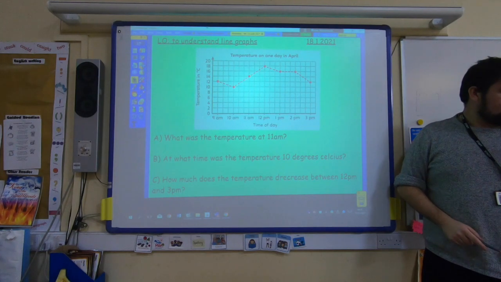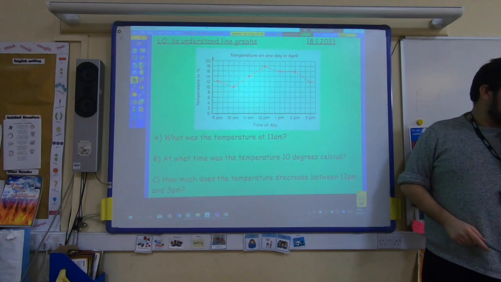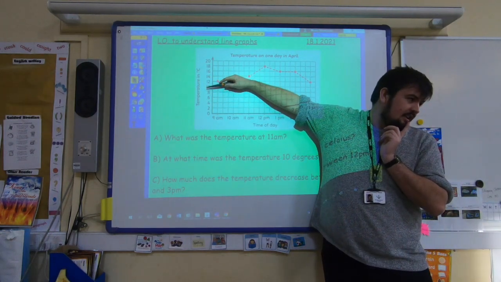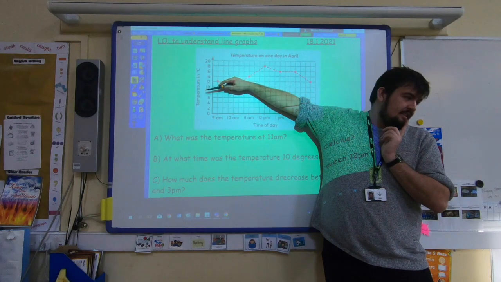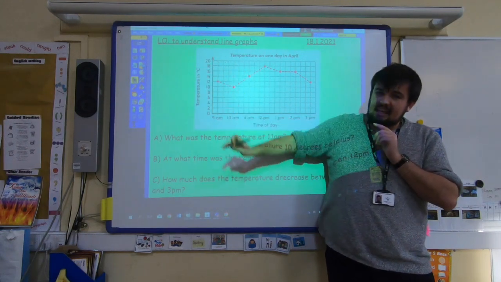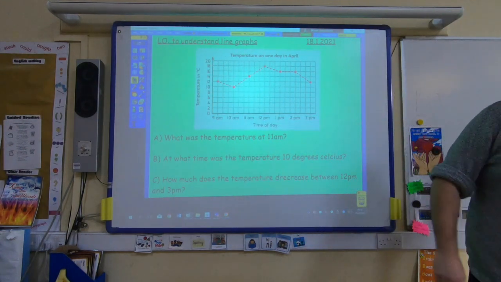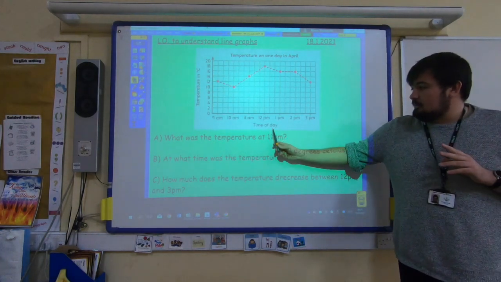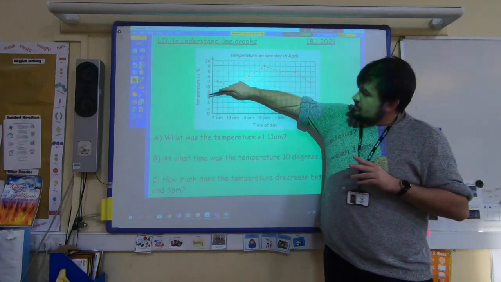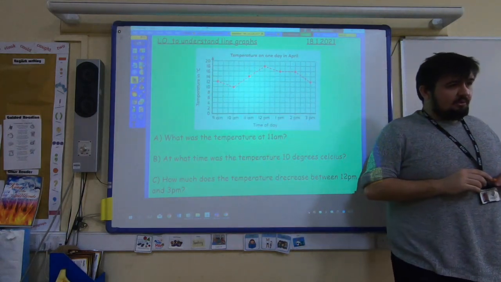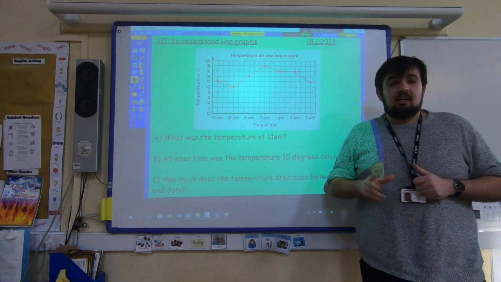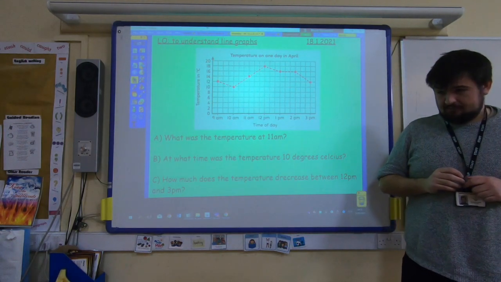The numbers that tell you how high it is. Can you read what it says going along the side? Yeah, temperature in degrees Celsius. That's our degrees Celsius up there. So along the bottom we've got time of day, that's our x-axis, and along the side we've got our temperature, our y-axis. Okay, those children in class, I'm going to ask you to complete this on your whiteboards.